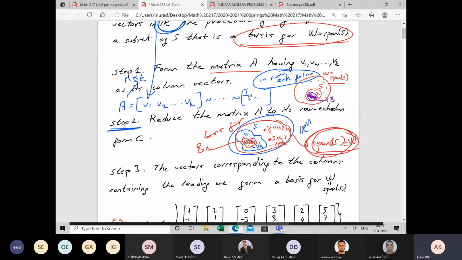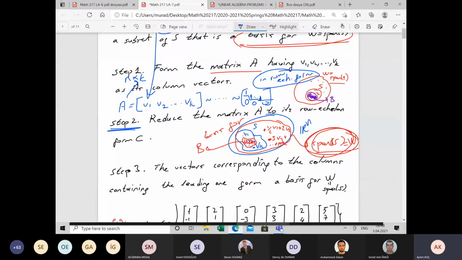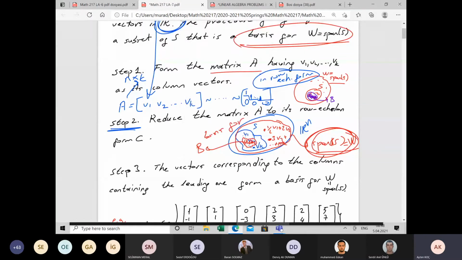So look at this matrix and write the corresponding vectors. The vectors in the basis are the vectors corresponding to the columns containing a leading 1. For example, this one is 1, this one is 1, this one is 1. So this one is V1, this one is V2, this one is V10, for example. The other columns with zeros are not included, so our basis contains only V1, V2, V10. Okay?